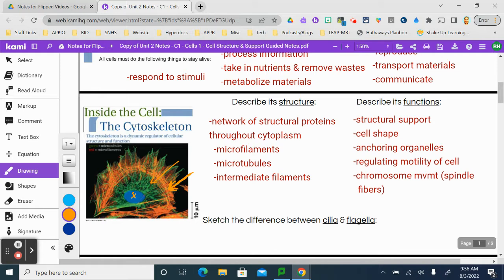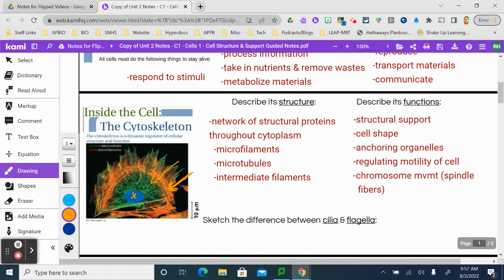Why are they there? Well, they're there for structural support, meaning that they help with the shape of the cell. They help with maintaining the rigidity of the cell. They help maintain the overall structure of the cell. Some cells can actually change shape, and it's because of shifting and the rearranging of this cytoskeleton that actually allows that to happen. Anchoring of organelles as well as moving of organelles.